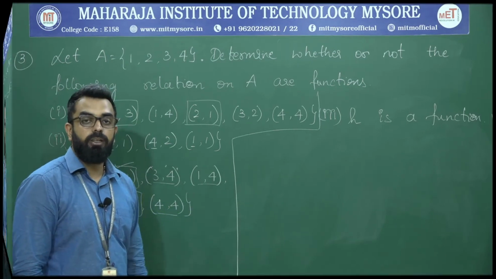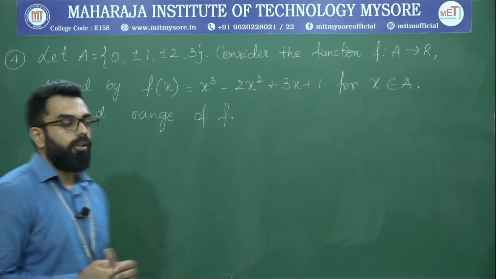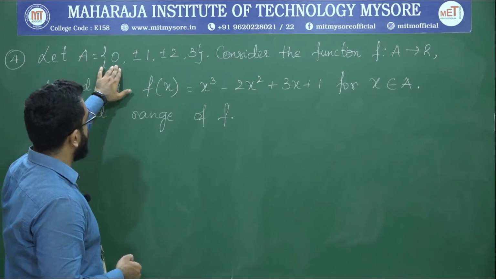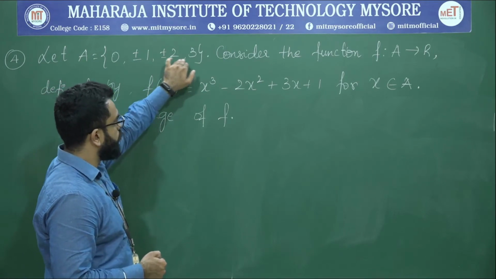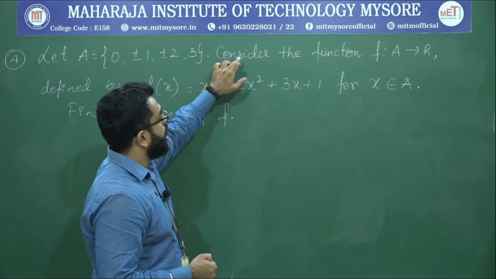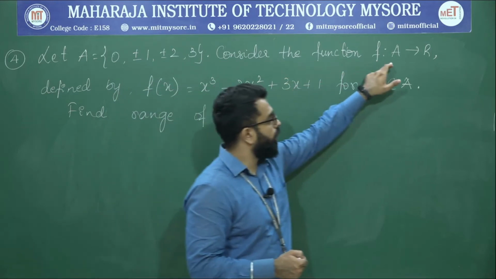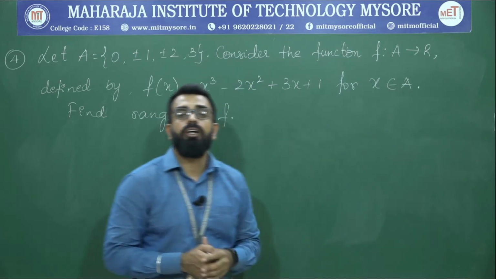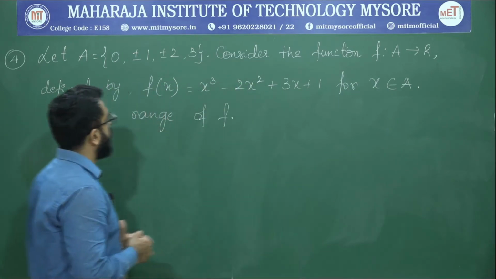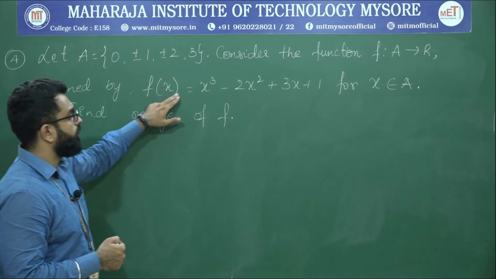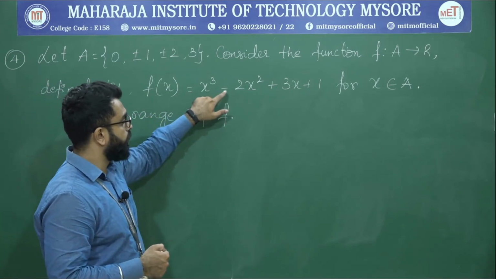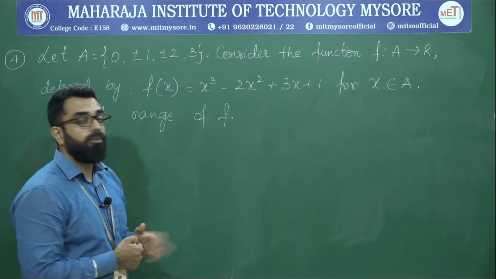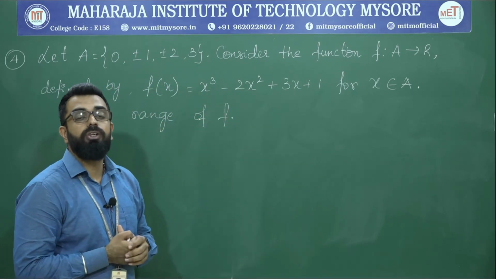Continuing with that, we have the next problem where set A has the elements 0, plus or minus 1, plus or minus 2, and the element 3. Now consider the function f from A to R. A we know is a set, and R is the set of real numbers, defined by f(x) = x^3 - 2x^2 + 3x + 1, for x that belongs to A.